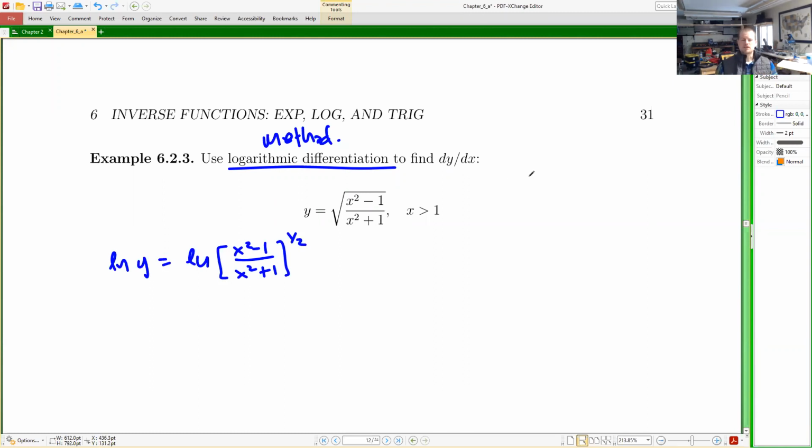Making that simple change allows me to recognize that I can use the power rule for logarithms to bring that power down in front, and then use the properties of logarithms to split this up as well. So this gives me that the natural log of y is equal to 1/2 times, actually, let's just write it like this, natural log of x squared minus 1 divided by x squared plus 1.